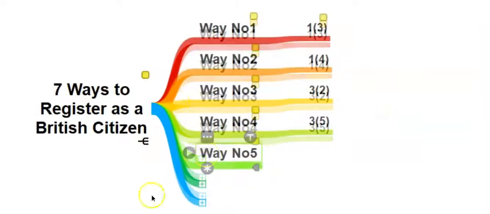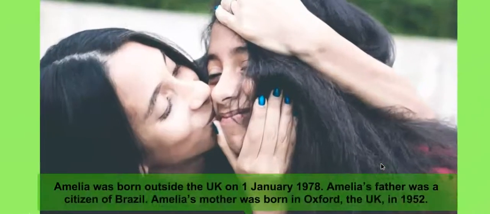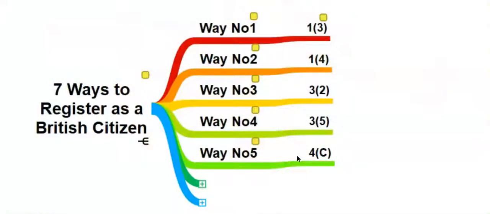The next way to register as a British citizen. Amelia was born outside the UK on 1st of January 1978. Her father was a citizen of Brazil. So, in other words, the father was not a British citizen, and he died when Amelia was only 6 months old. Amelia's mother was born in Oxford in the UK in 1952. Because the mother was born before 1st of January 1983, this means that the mother was a British citizen by birth. Is Amelia a British citizen? Well, not at this stage.